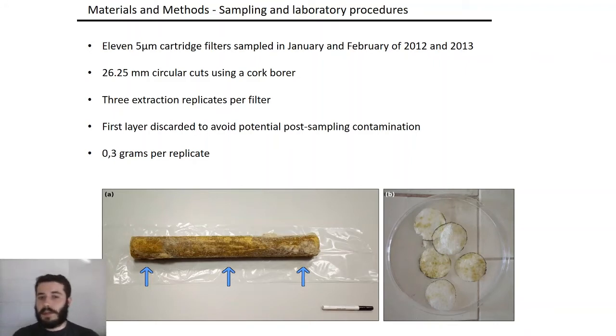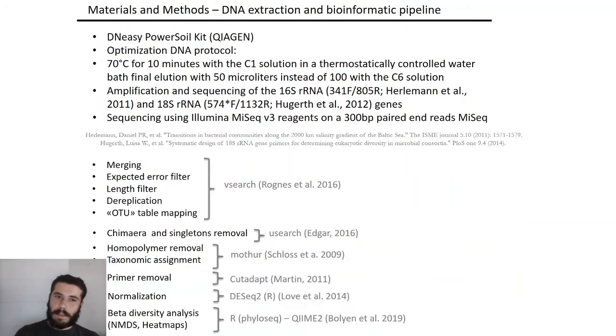In the picture on the left, you can see the filter sampled on the 4th of February of 2012, which has been filtering for 22 hours. The extraction protocol used was the DNeasy PowerSoil kit from Qiagen, and the manufacturer's protocol was followed for every step, except for an initial incubation at 70 degrees Celsius for 10 minutes with the C1 solution in a thermostatically controlled water bath, and finally eluting the filter in 50 microliters instead of 100 with the C6 solution.